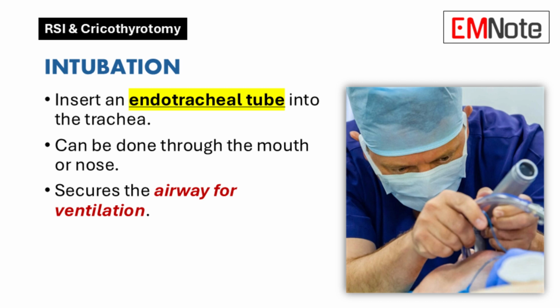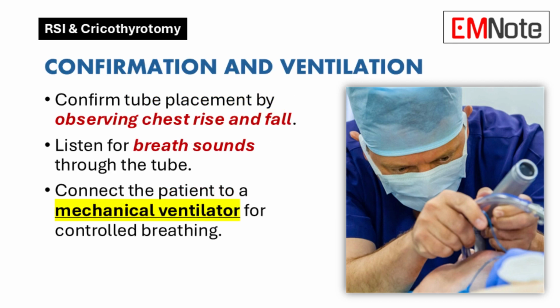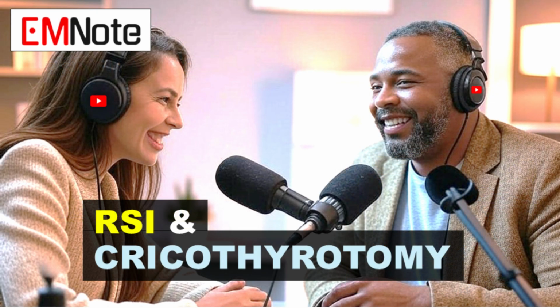With the patient unconscious and paralyzed, the intubation itself can take place. So this is where the endotracheal tube is actually inserted. Yes. The endotracheal tube is carefully guided through the mouth or nose and into the trachea, securing the airway. And finally, the last step is confirmation and ventilation, where the team verifies the tube's placement and connects the patient to a ventilator for controlled breathing support. So this step ensures that the patient is receiving adequate oxygen and that the tube is correctly positioned. That's right. Each step is crucial for the patient's safety and the overall success of the procedure.